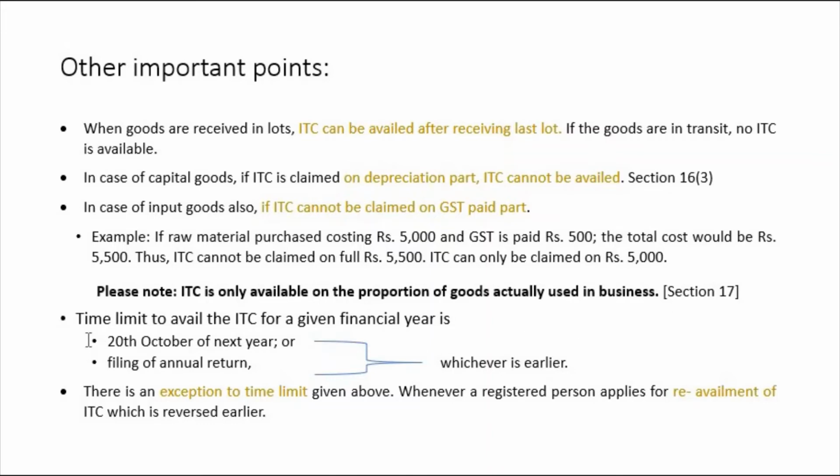Now let me tell you about the time limit. This is very important in ITC, because if you cross the time limit, you will not get the input tax credit. The time limit to avail ITC for a given financial year is this: 20th October of next year or filing of annual return, whichever is earlier. How will you understand this? See, financial year, when does it end? It ends on 31st March.